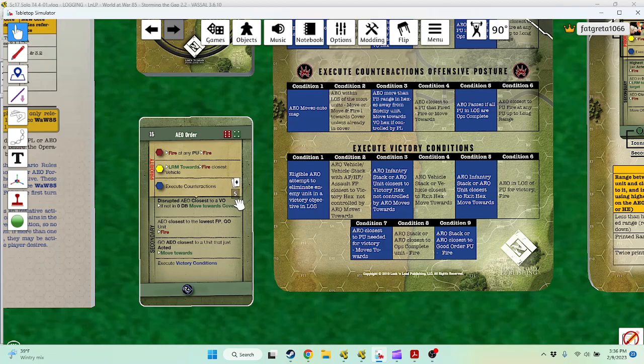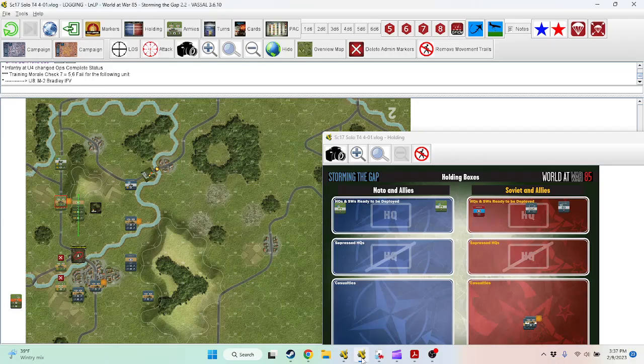The disrupted... to a VO. Not sure what that means. A VO. A victory objective. Oh, if there's a disrupted unit closest to a victory objective, if not in zero defensive benefit, move towards cover. So yeah, that makes sense. A disrupted unit would want to move towards cover, right?